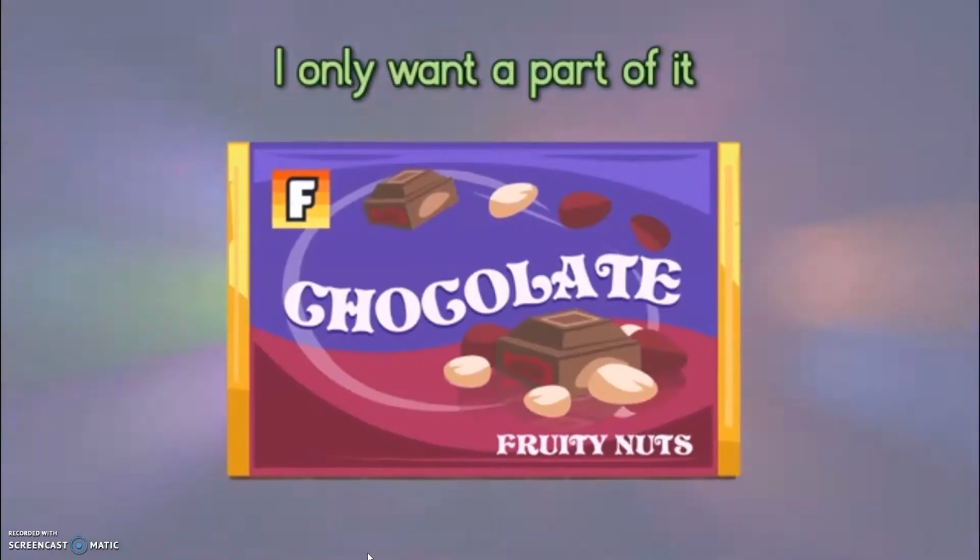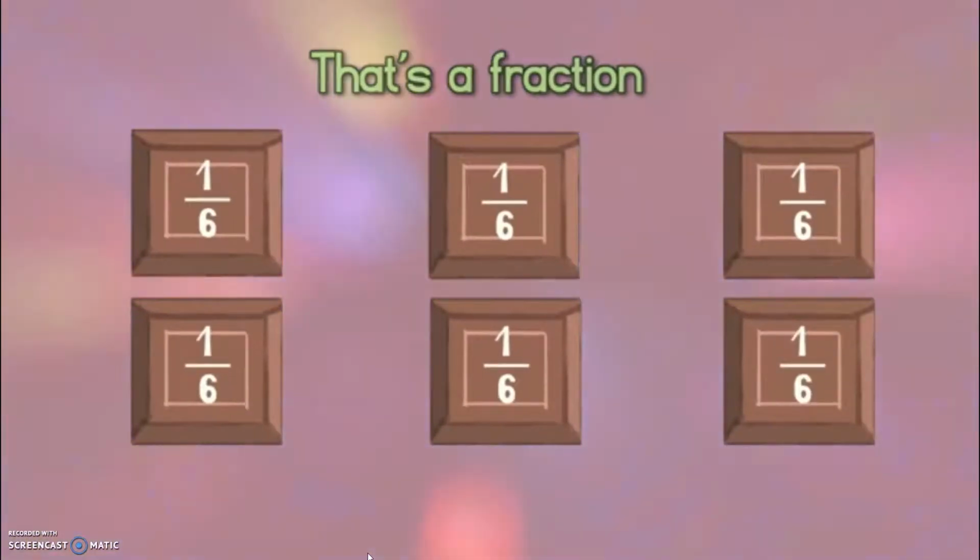I only want a part of it. That's a fraction.